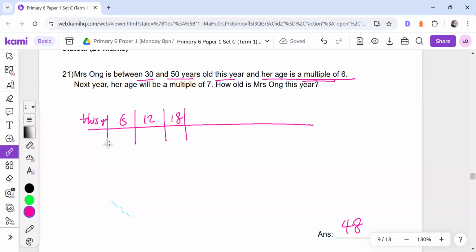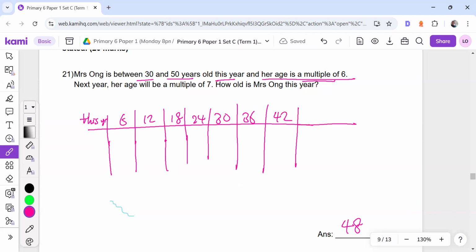But you can jump. If you think smart, you can jump. But Mr. Ong just continues. 30 and then 36 until 50. So 42, these are multiples of 6, 48, and then 54. So this is how you have a table to put your multiples inside.